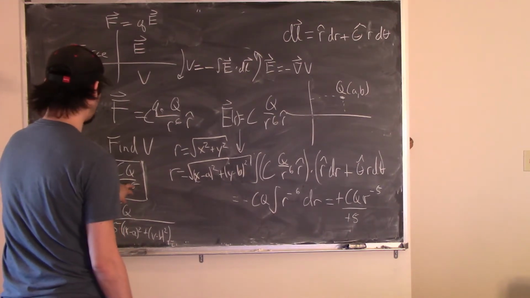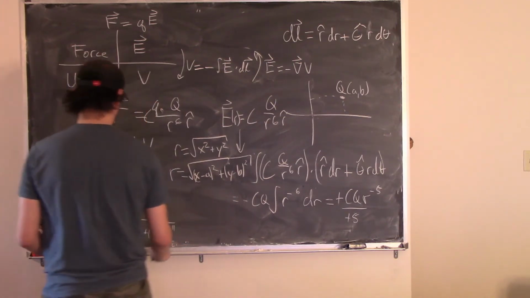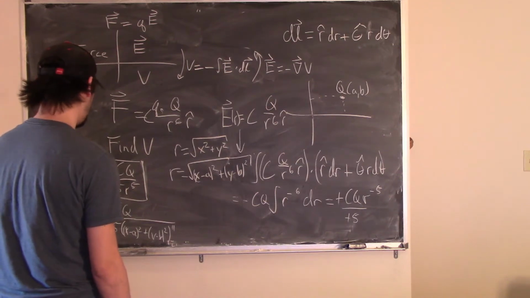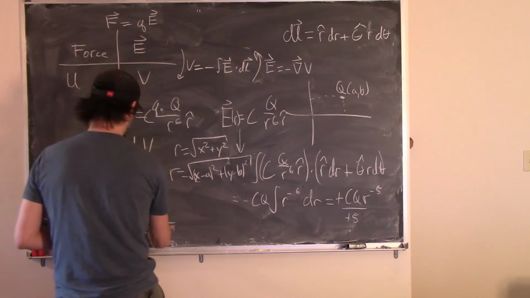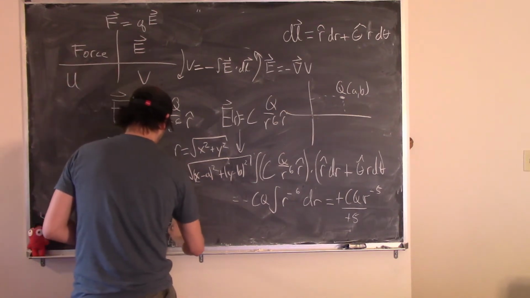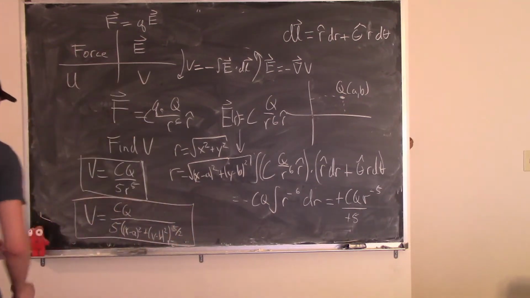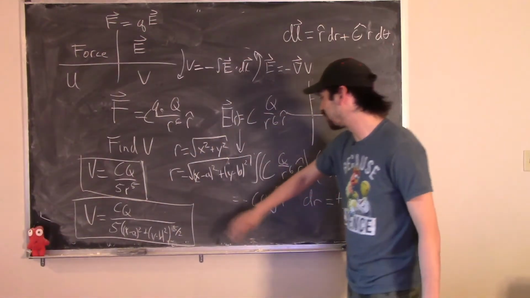This is the fifth, so that's going to be 10. So this is 11 halves. No, what am I doing? This is r to the 1 half. This is 5 halves. This is 5 halves. Okay, sorry, little minor brain fart there. Okay, so that's the answer that we're going to get here.